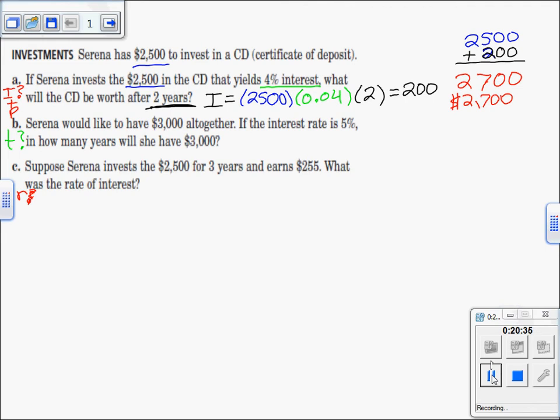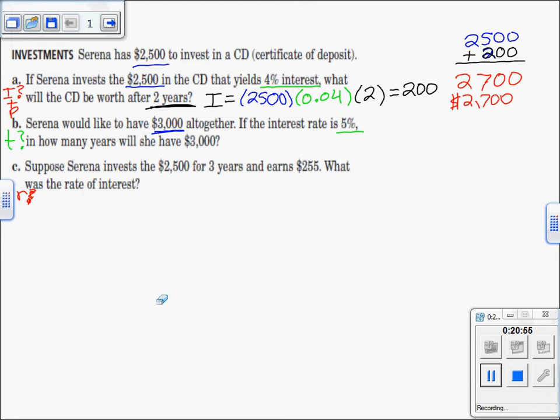Okay, so it says she would like to have $3,000 altogether. Well, that's not your principal. That's your total value after you've added your interest to your principal. She wants to have $3,000 total. And they said that the interest rate is 5%.